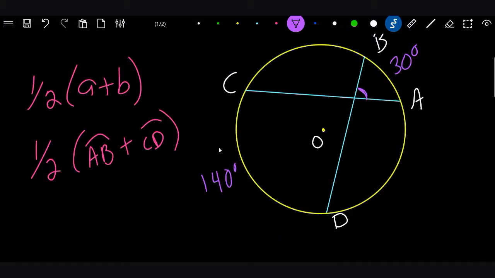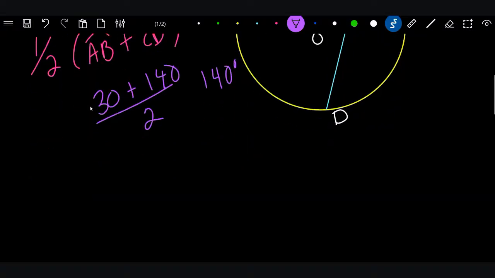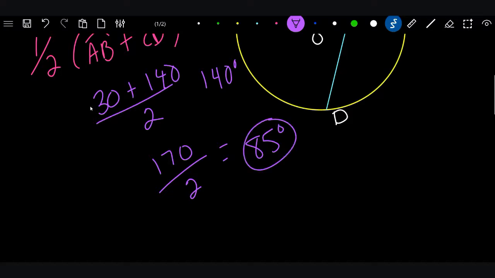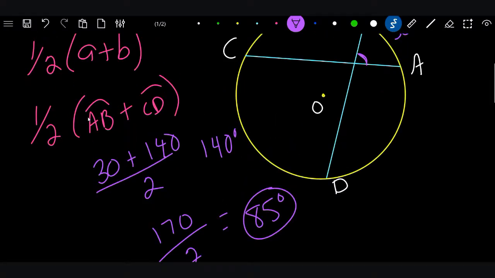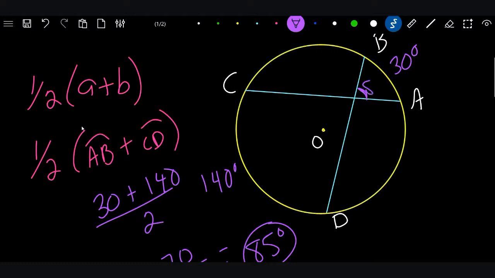All right. So now let's just plug into the formula. A plus B, 30, plus CD, 140, and we're going to cut that in half. So 30 plus 140 gives me 170. Cut 170 in half, and you're going to get 85 degrees. So in other words, this angle right here would be an 85-degree angle in that case.